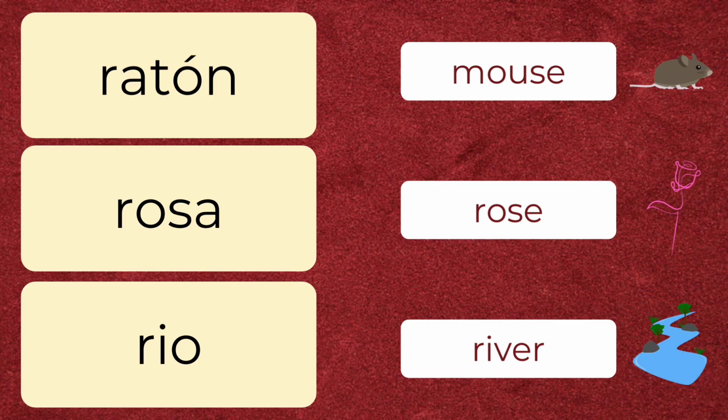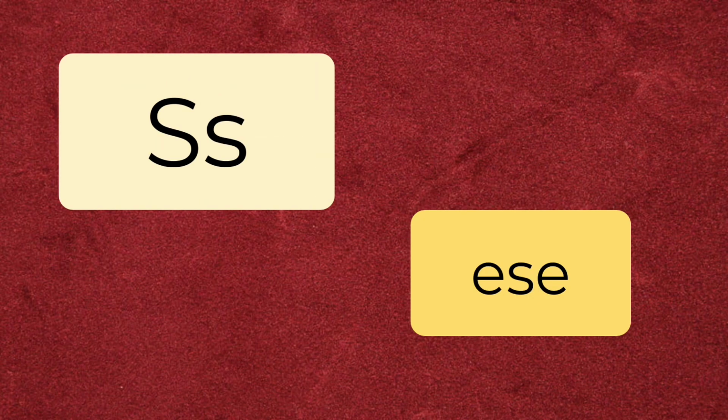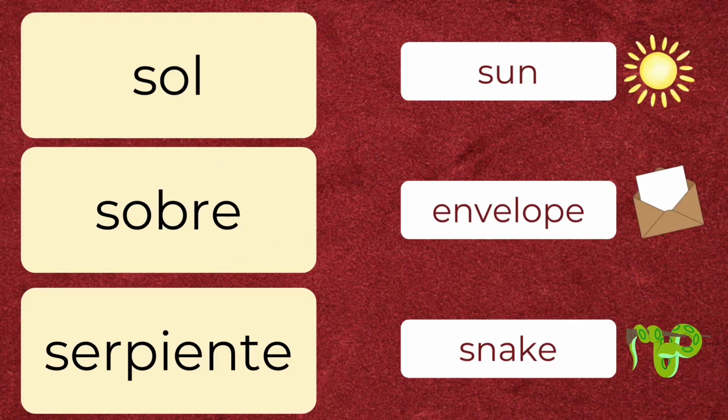Letter S is called S in Spanish, and it sounds like S all the time. For example, sol, sobre, serpiente.